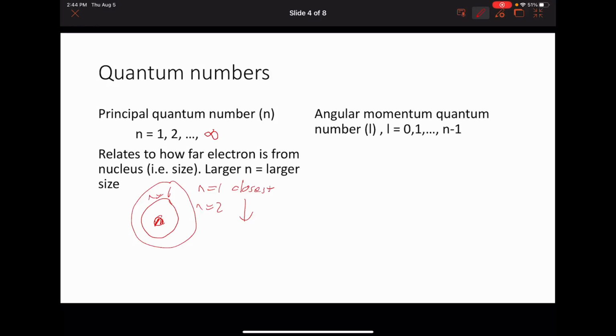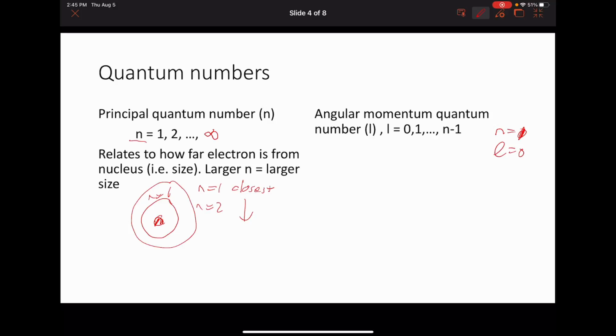And then our angular momentum quantum number, L. Now L, its values are restricted based on which principal quantum number it's in. So L can be equal to 0, 1, any integer value, all the way up to n minus 1. So if we had n equals 1, then you can't have L equals 1, it's not on the list.